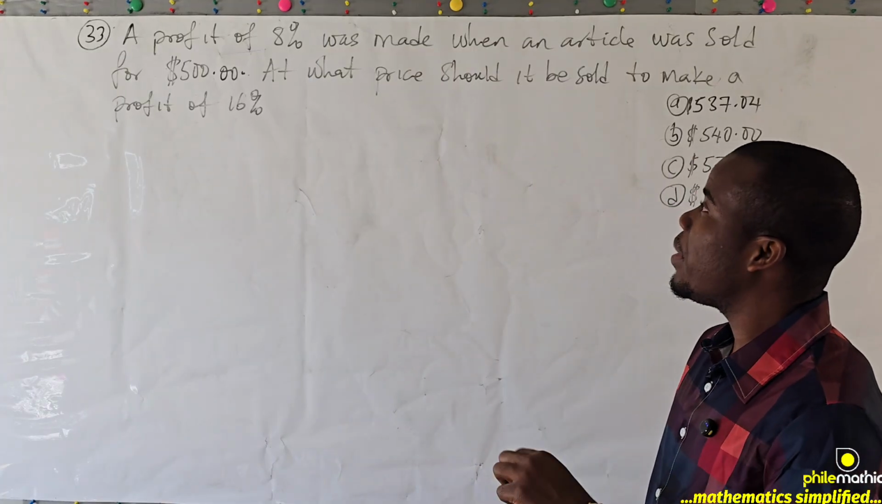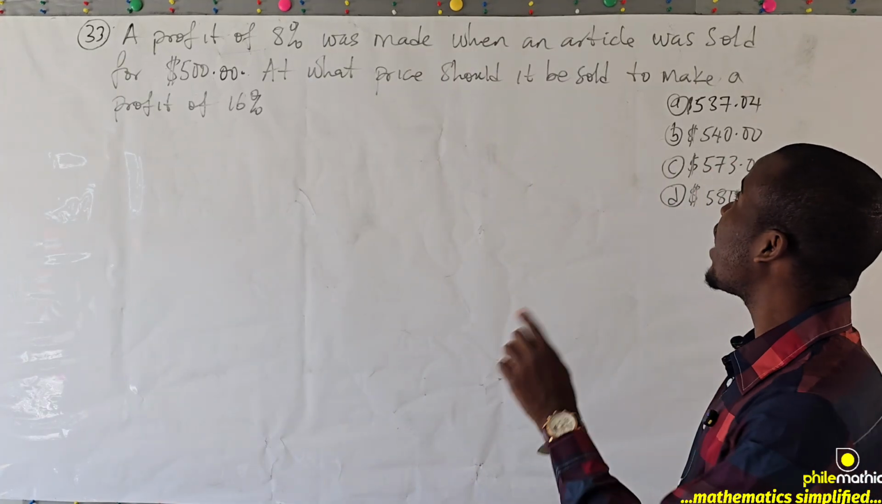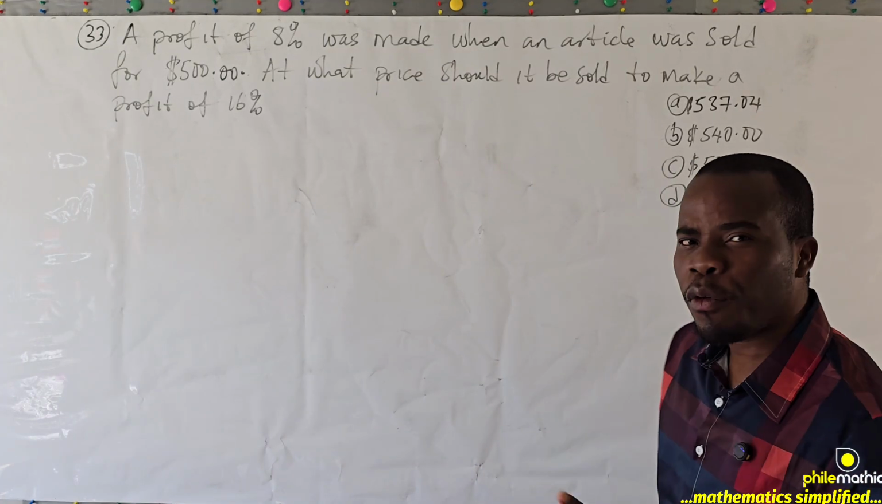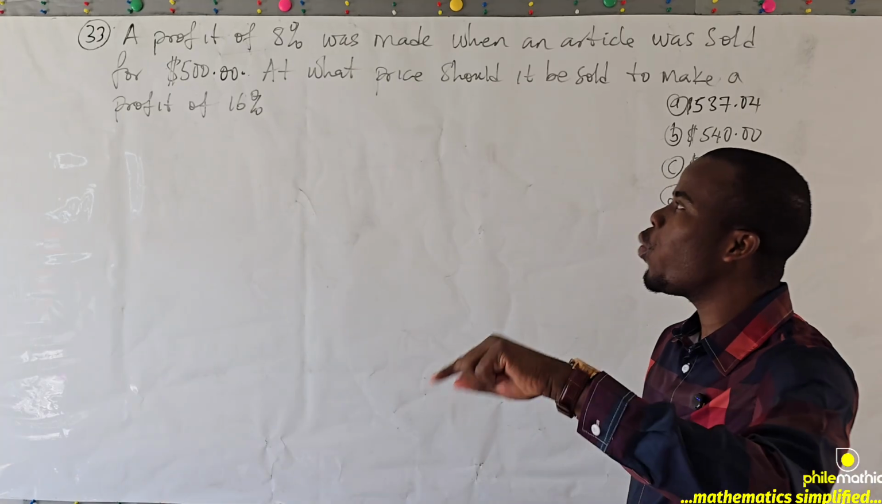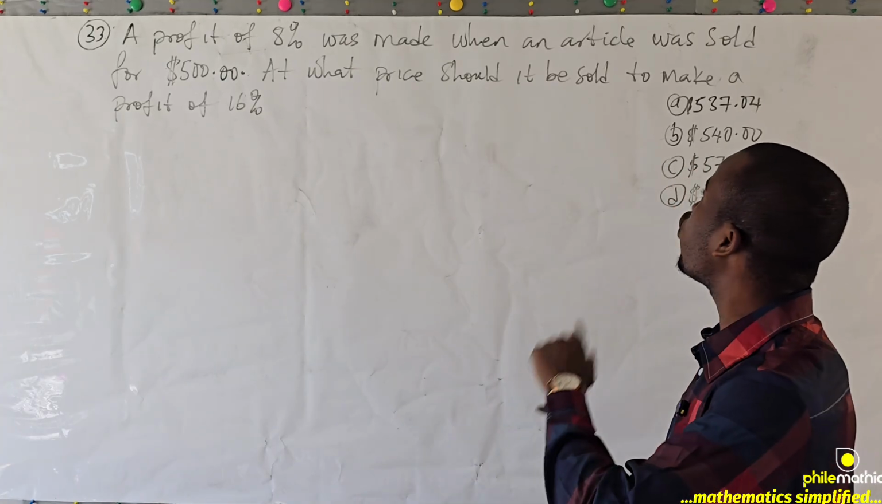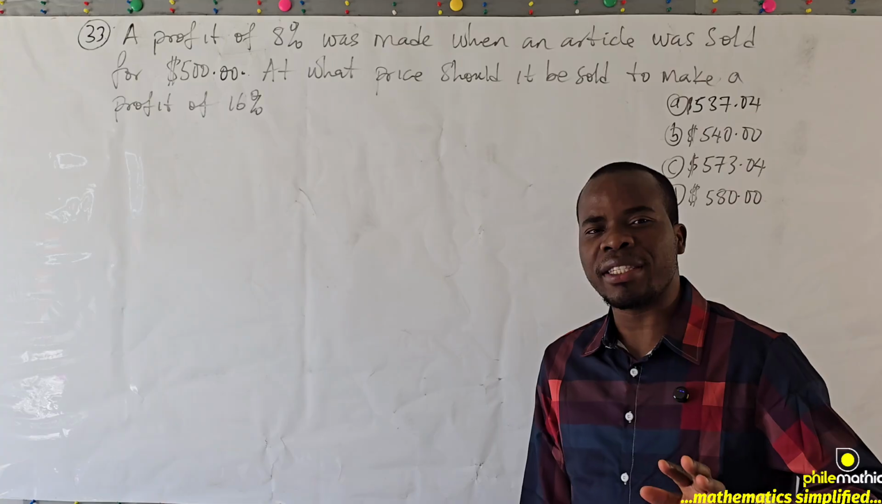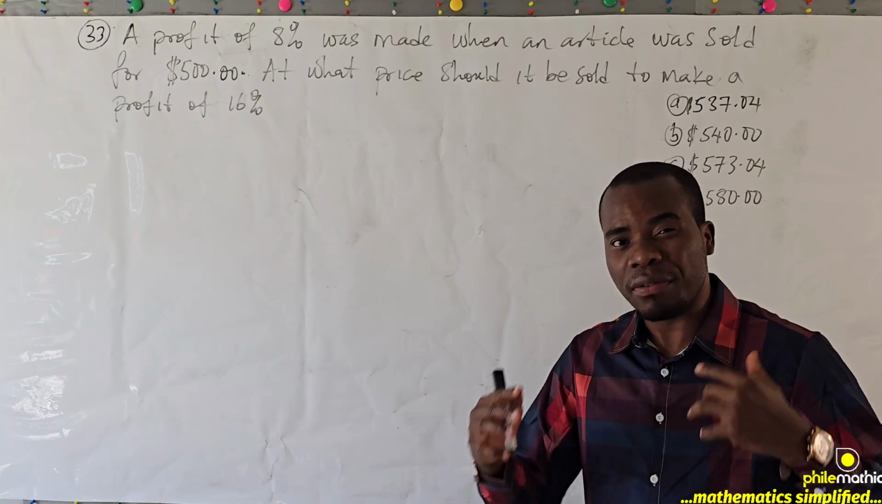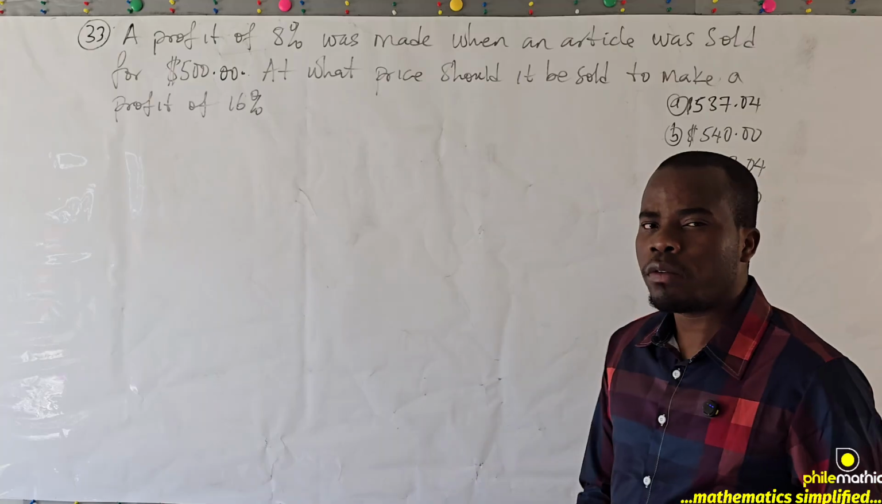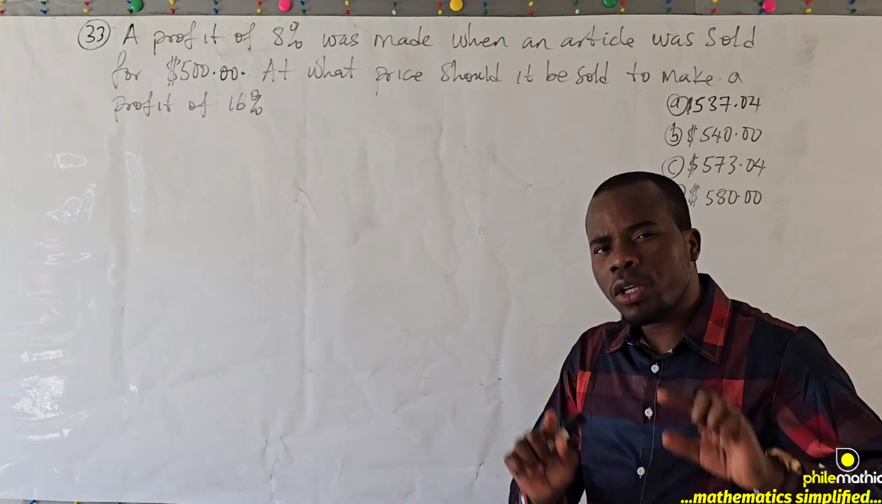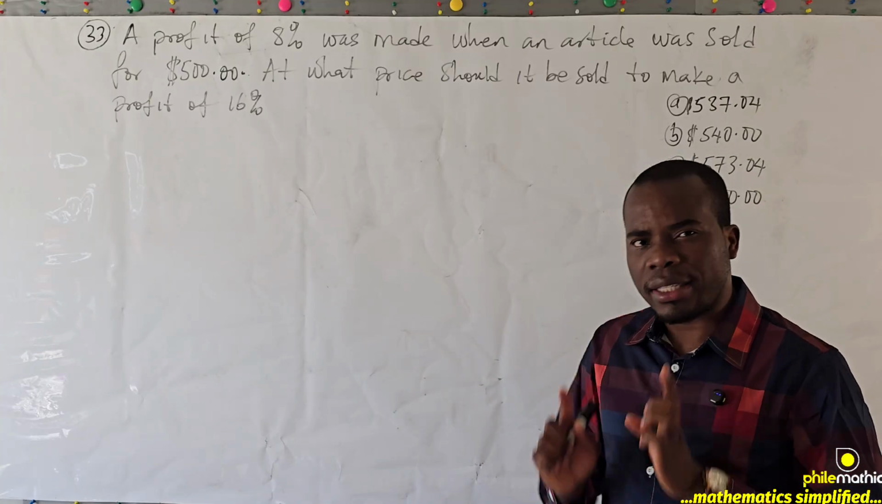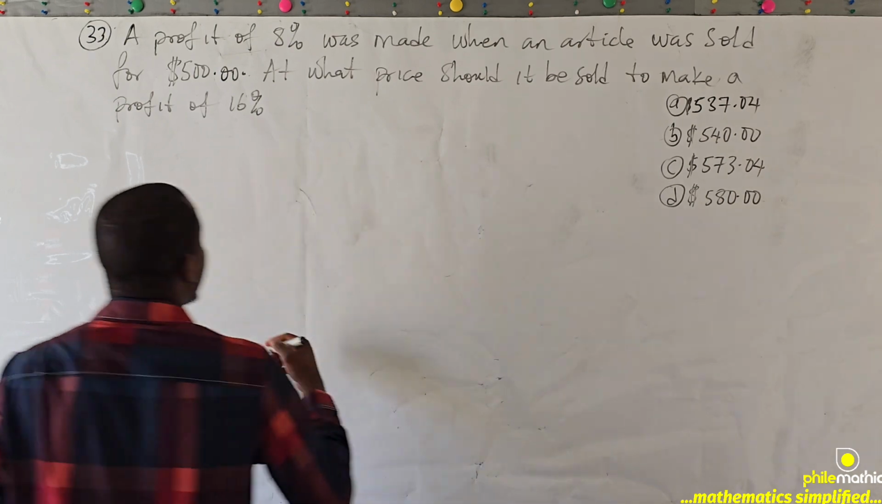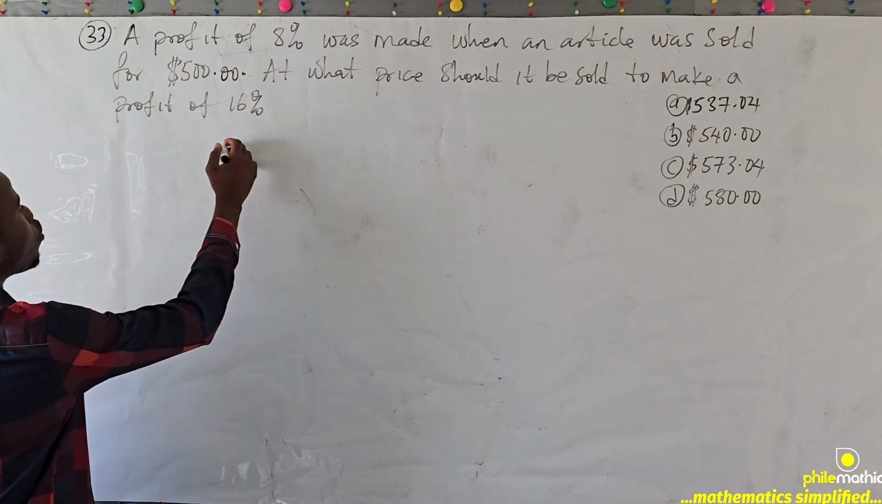A profit of 8% was made when an article was sold for $500. At what price should it be sold to make a profit of 16%? This is an interesting question, and if you understand percentage very well, you should be able to solve this. Let's start by looking for what the cost price is. And with that, we can find out other stuff.